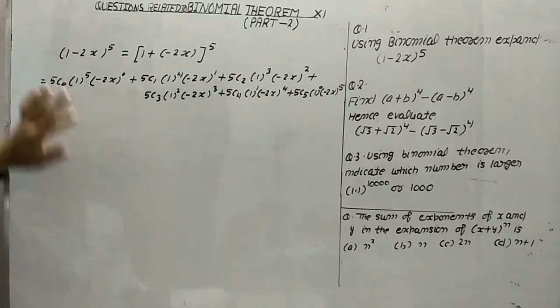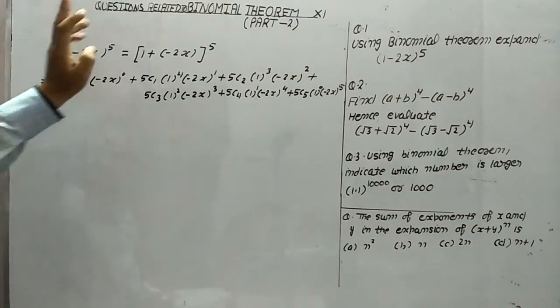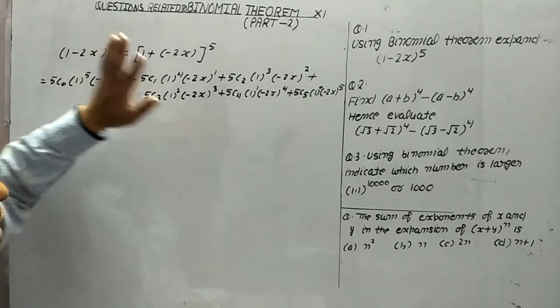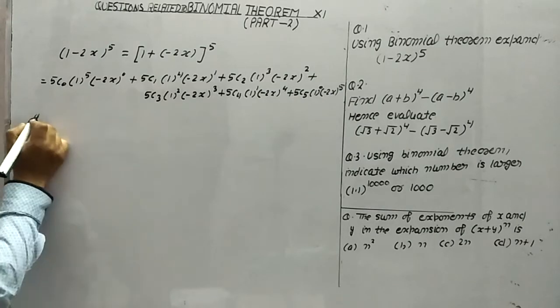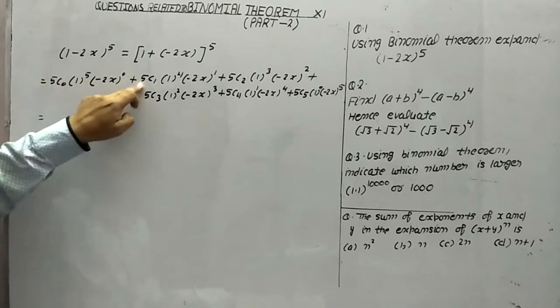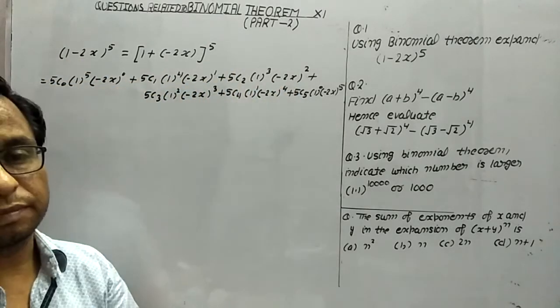Now look at this thing, same procedure we are doing. For the first term, the highest power reaches down to the 0 power. For the second term, start with the 0 power and reach the highest power, that is 5. Now using the Pascal triangle, you form this and you will get these coefficients: 1, 5, 10, 10, 5, 1.